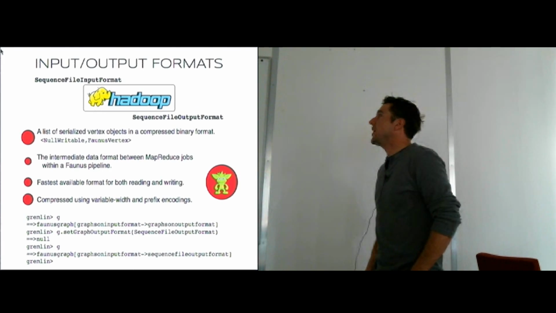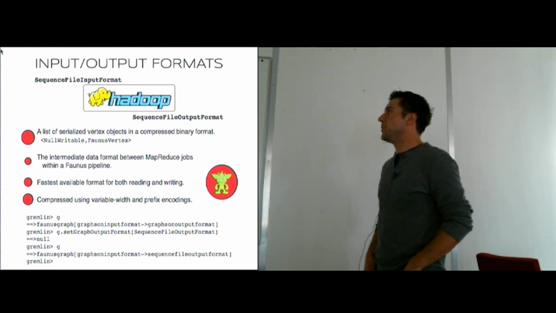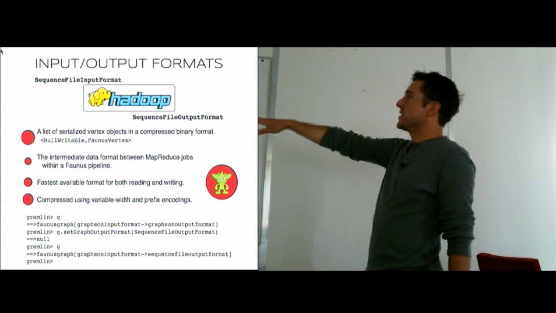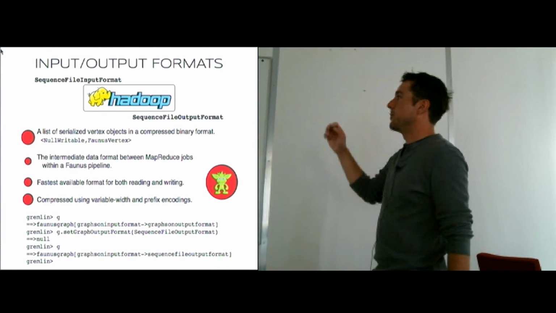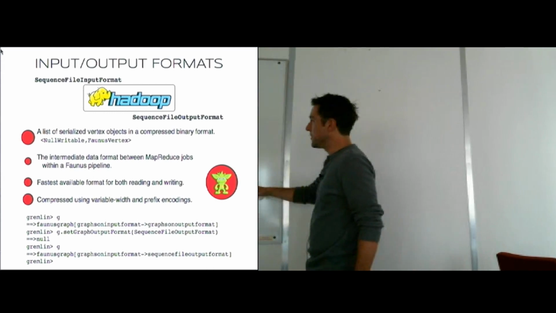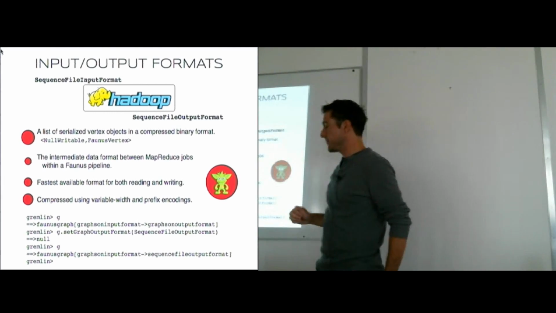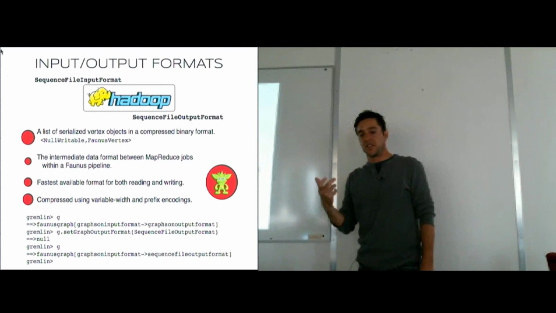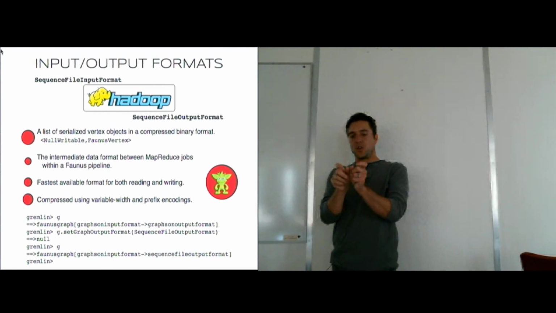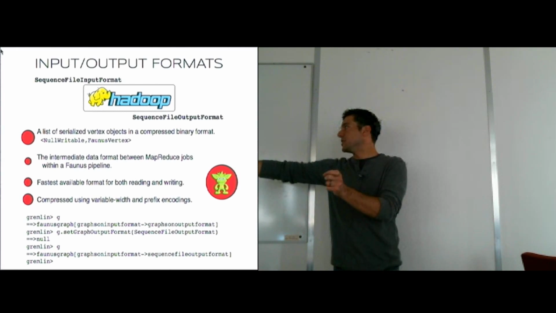One is the sequence file input format, and this is Hadoop's standard binary format. You think of this as a list of serialized vertex objects in a binary form. So we had this stream of null Faunus vertex, and how you represent that on disk is how we initially showed, where we have the vertex, its properties, and its incident edges.